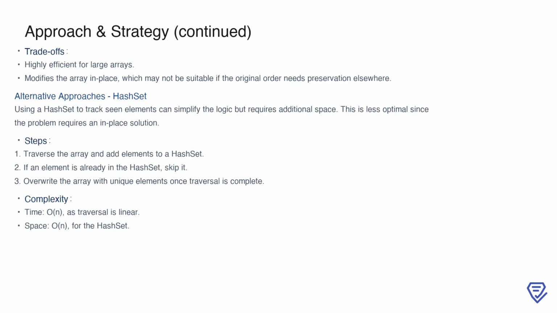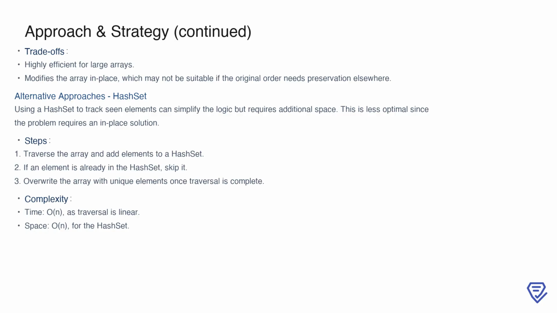However, there are trade-offs to consider. Modifying the array in place means that if the original order or structure of the array is needed elsewhere in the program, this approach may not be ideal. Alternatively, we could use a hash set to keep track of elements we've already seen. This simplifies the logic since we can just skip over duplicates during traversal.